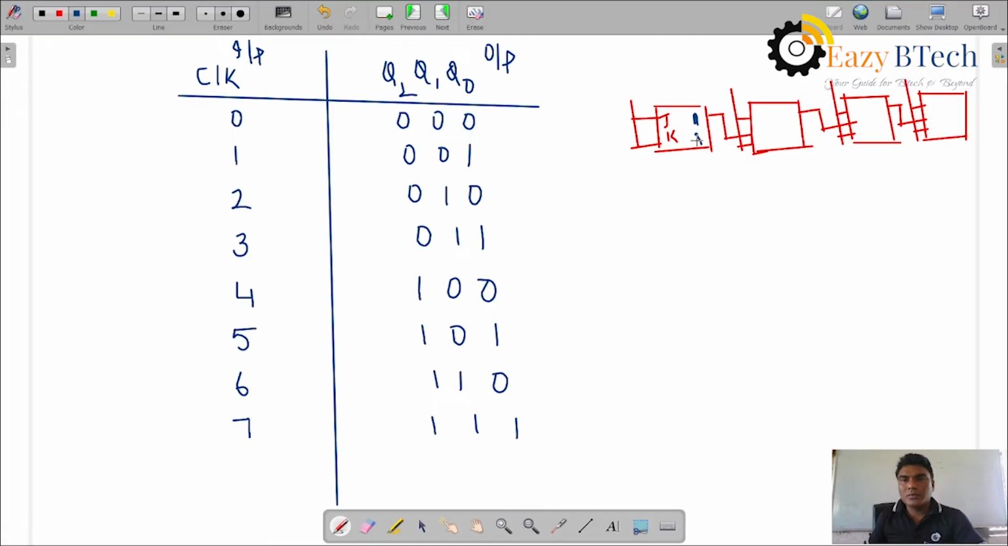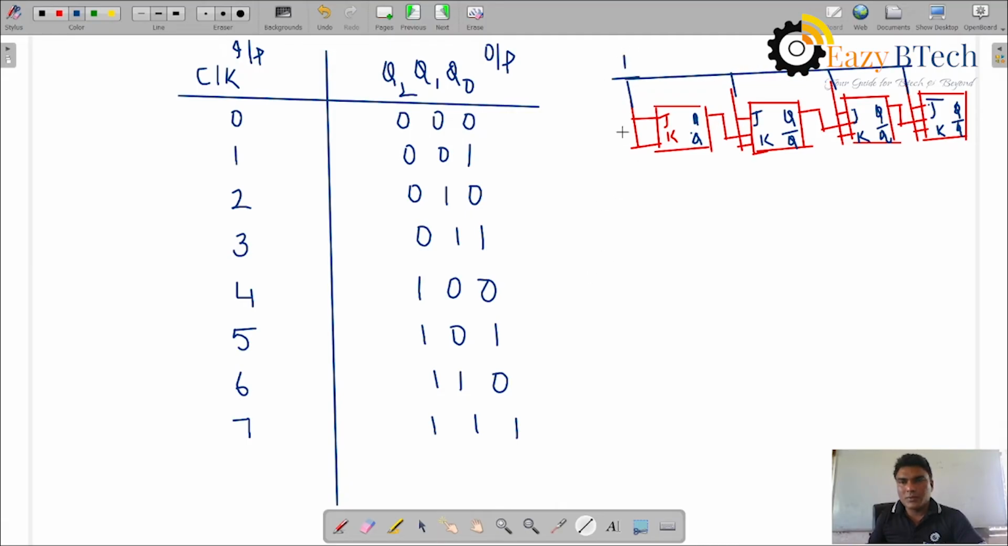Q, Q complement. This is JK, with Q and Q complement. Remaining all are the same. The truth table will be for 4 bits. So Q naught, Q1, Q2, Q3. It will count from 0 to 15. Likewise, you can take.